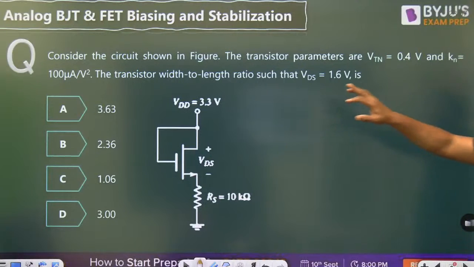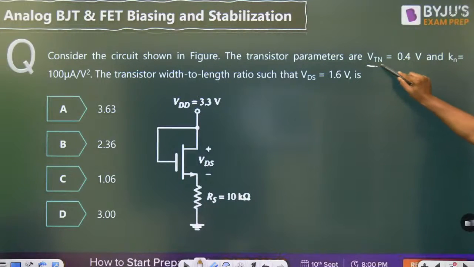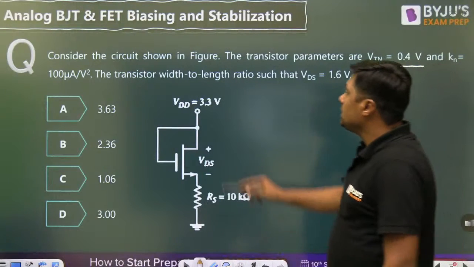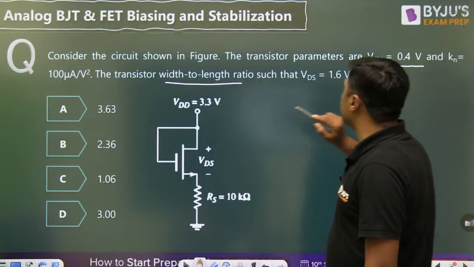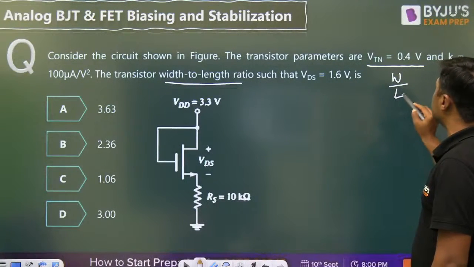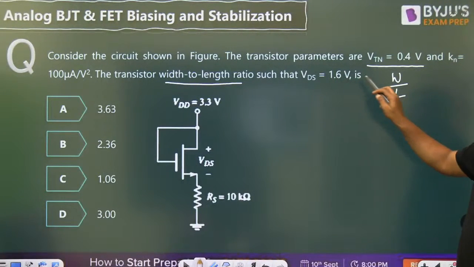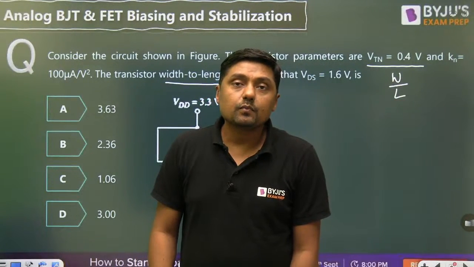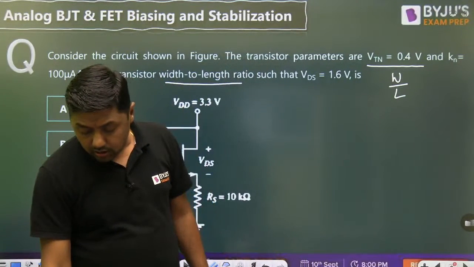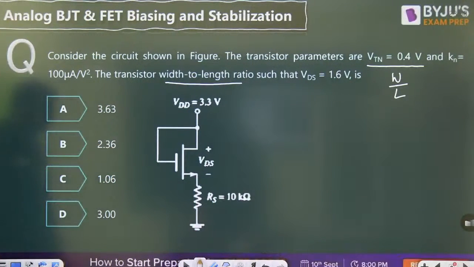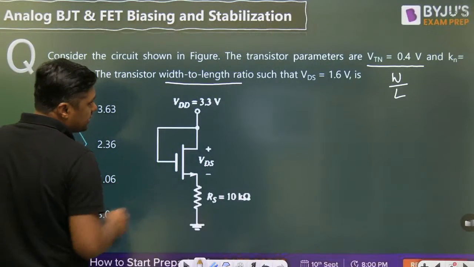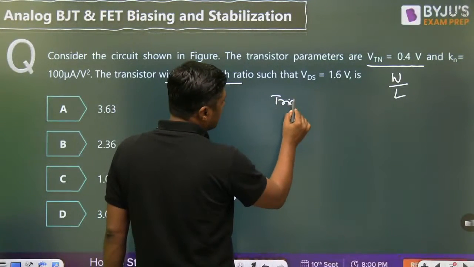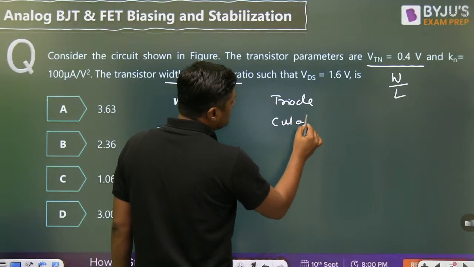Second question. Consider the circuit shown in the figure. The transistor parameters are VTN equal to 0.4 volt and Kn equal to 100 microampere per volt squared. The transistor width to length ratio, that is W by L, is also called the aspect ratio, when VDS is 1.6 volt. That is based on biasing of MOSFET. Everyone, watch this connection and tell me, this MOSFET is in which region: triode region, cutoff region, or saturation region?